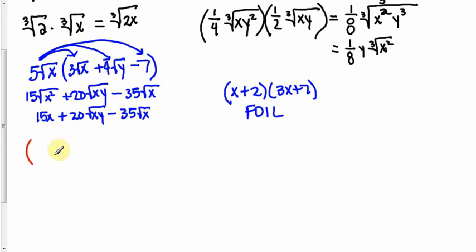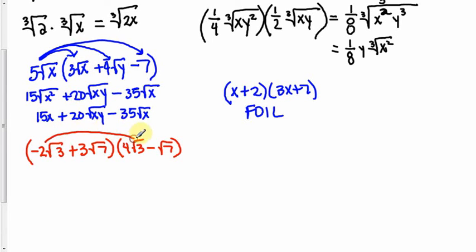We have negative 2 on the square root of 3, which means times it, plus 3 on the square root of 7, times 4 on the square root of 3, minus the square root of 7. So you're going to FOIL this. First times first, outer times outer, inner times inner, last times last. So first times first. Negative 2 root 3 times 4 root 3. Negative 2 times 4 is negative 8. And the square root of 3 times the square root of 3 is 3.